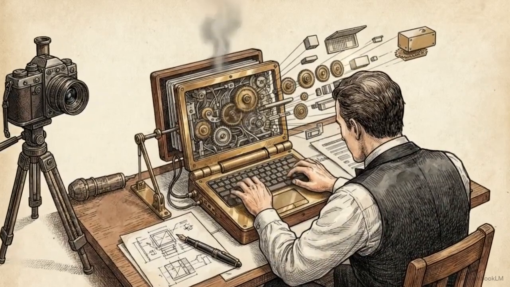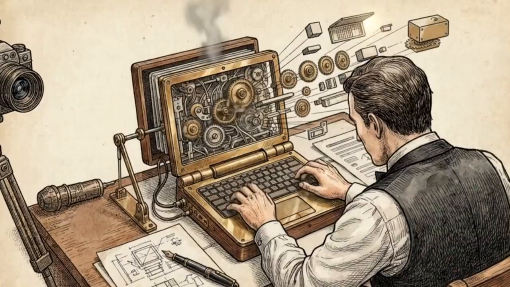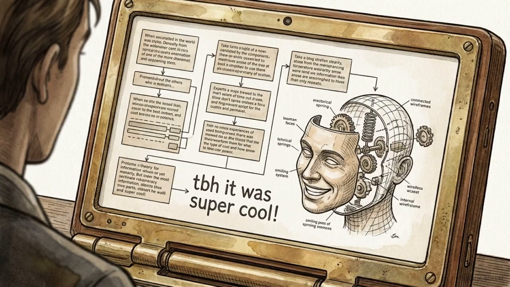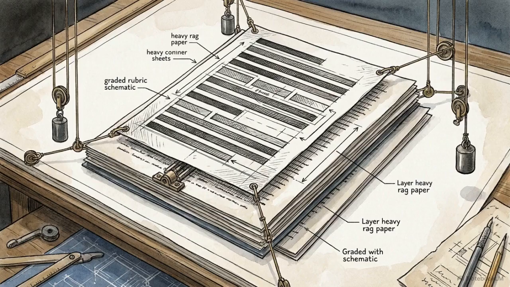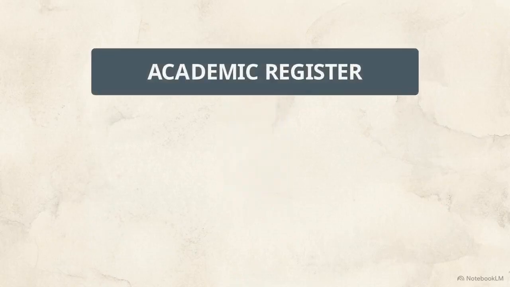You have done all the reading, synthesized the research, and now you are finally typing up your essay. But as the words hit the page, they sound exactly like a text message to a friend. The ideas are solid, yet when the paper comes back, the professor has not engaged with your argument. Instead, the margins are filled with red ink pointing out your informal tone. What you missed is the academic register.